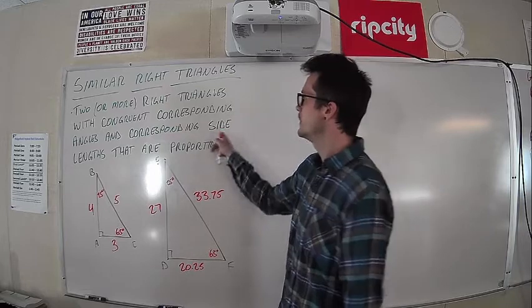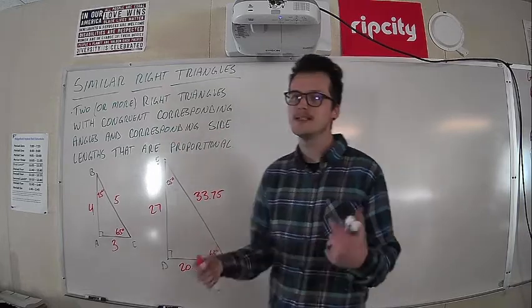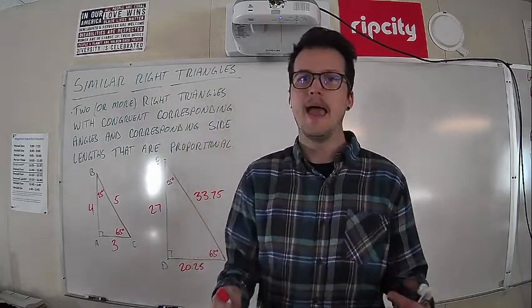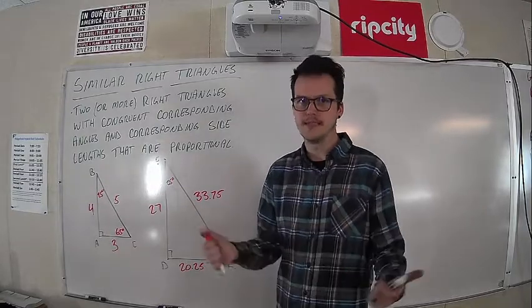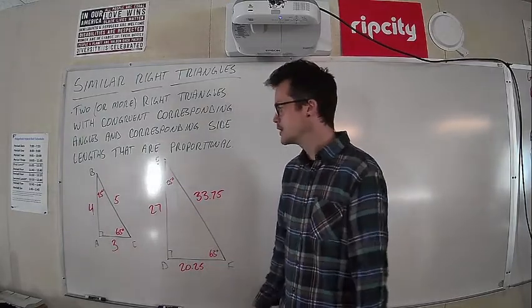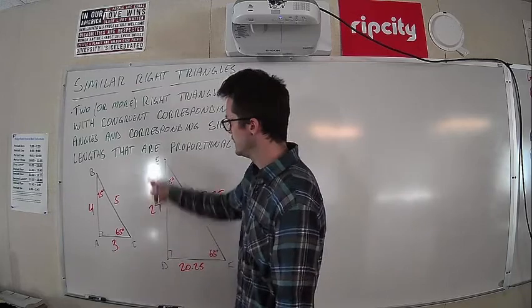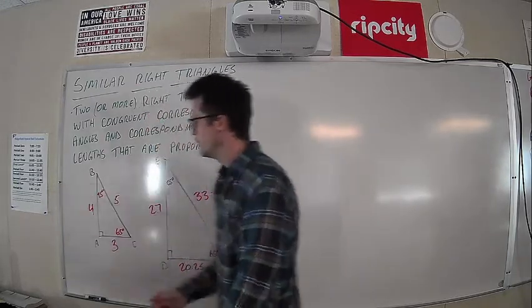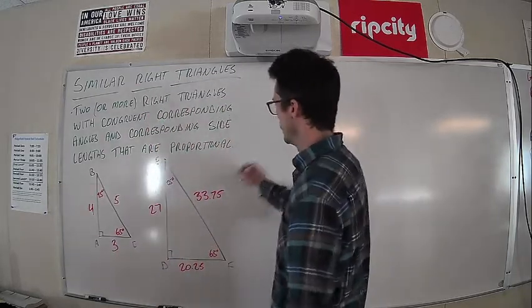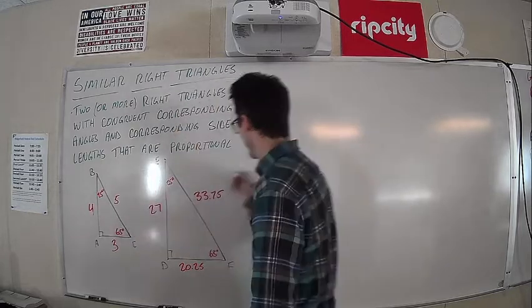Now, the other piece of the puzzle, this is going to take more time from all of us here. So, corresponding side lengths that are proportional. What we need to do here is set up some ratios and see if all the ratios are indeed equal, or proportional. So corresponding sides. In this case, we have side DE corresponding to AB. So I'm going to set up a ratio here. I'm going to put 27 over 4.